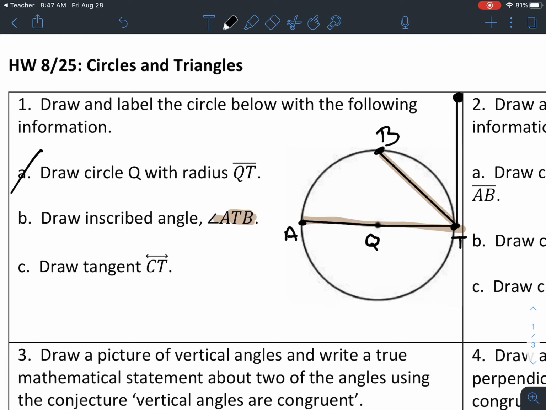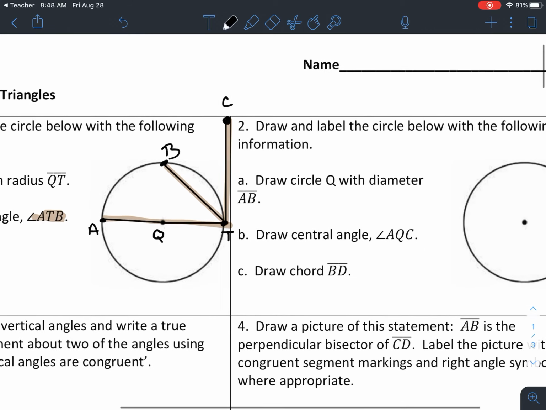And then I need to put a point up here of a C. Okay, because it's connecting C to T. You have to add those points. You can't just draw a line. Okay, so that's how you get those three things done on there. Okay, if you have questions, you need to make sure you ask me now.